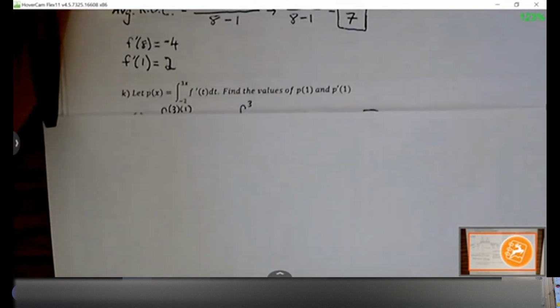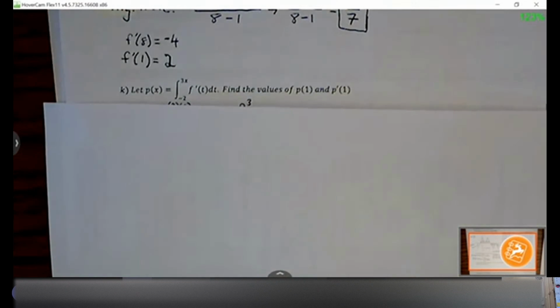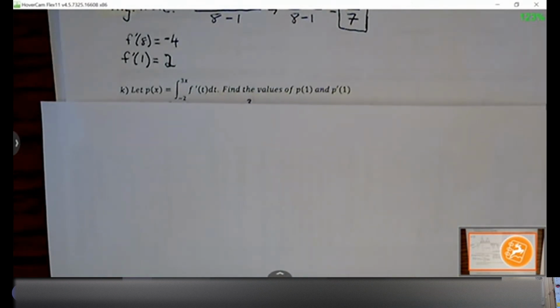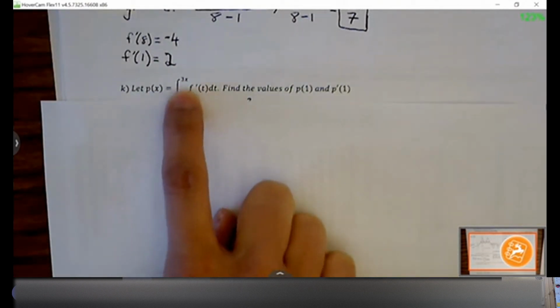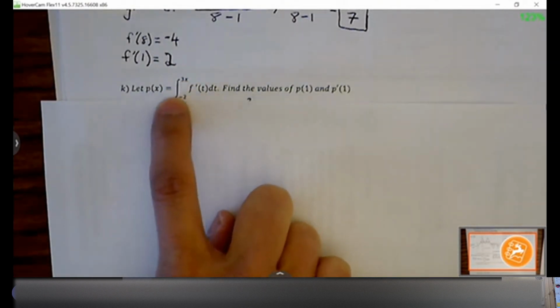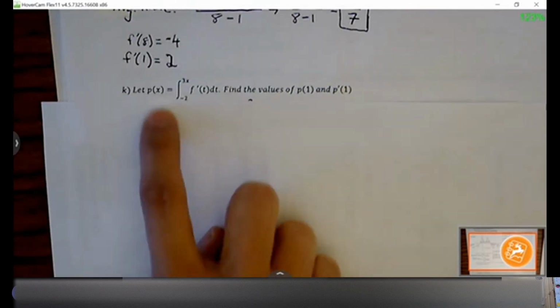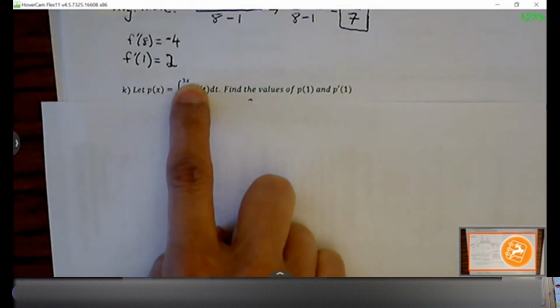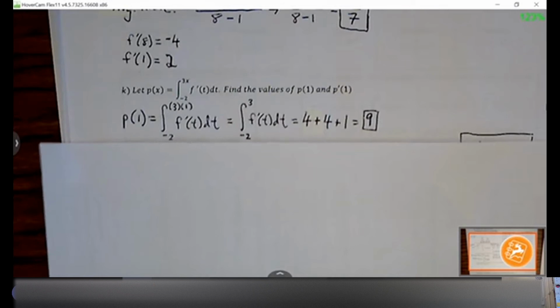Okay, last part here. Says let p of x be the definite integral from -2 to 3x. Find the values of p of 1 and p prime. Well, I think p of 1 is easier. We'll start there. P of 1, we're just going to follow the rule. So take the integral from -2 to whatever my upper bound is going to be. So if I enter 1 in for x, I get 3 times 1, which is 3.